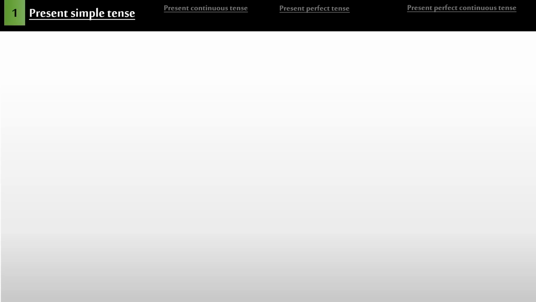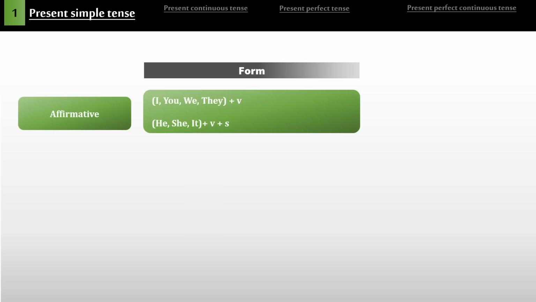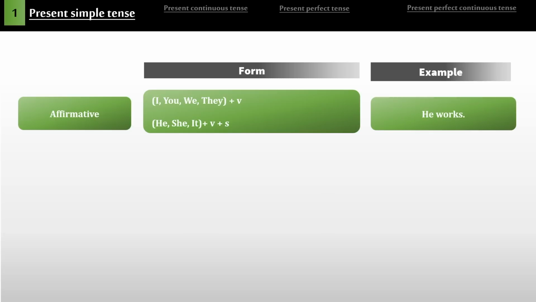Present simple tense. This tense is used to describe an action, habit, or fact that is generally true and occurs in the present time. In a positive sentence, we use subject plus the base form of the verb and add s for the third person singular, he, she, or it. Example: he works.